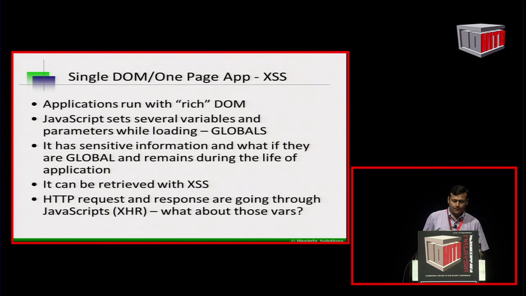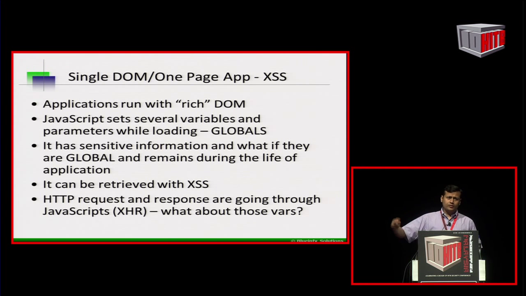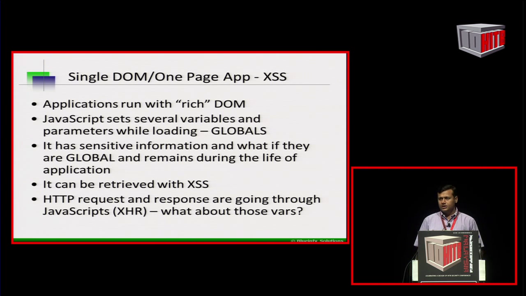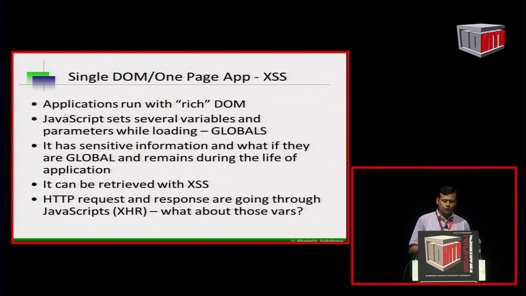Another interesting factor is that when you run a single DOM application, the application will create lots and lots of global variables. When you analyze the JavaScript, you will start seeing a lot of global variables. And when you check all these different applications, there are plenty of global variables.